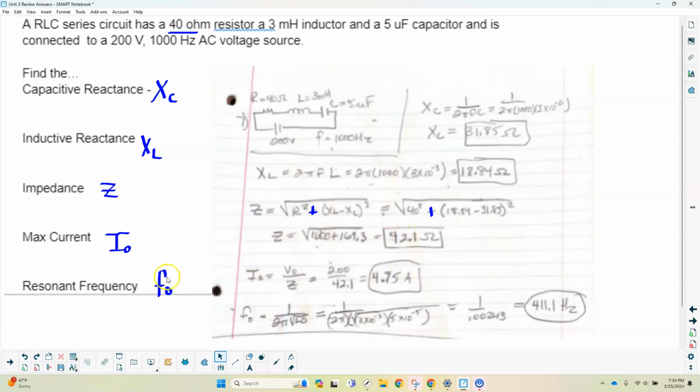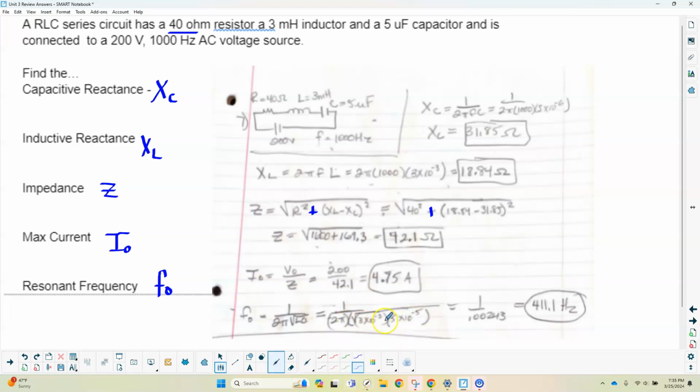And then finally, for the resonant frequency, this term just goes away, and that gives the least impedance possible. So it would just be 40 for Z. And that happens when these two values equal each other. When you solve this out, the frequency is 1 divided by 2 pi square root of LC. So it'd be 1 divided by 2 pi times the square root of 3 times 10 to the negative third times 5 times 10 to the negative sixth.